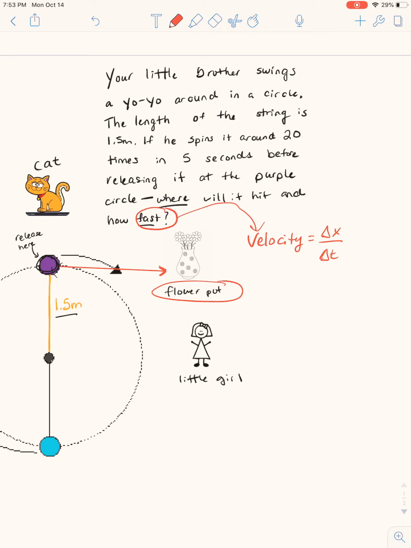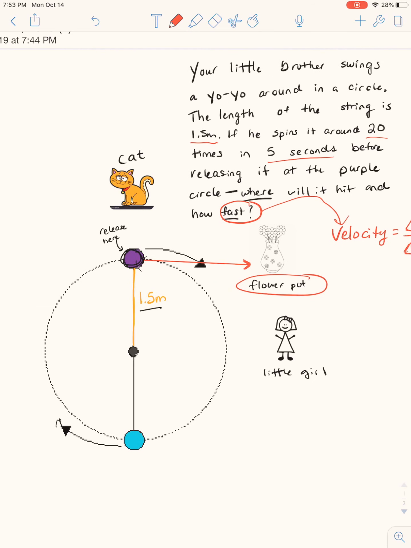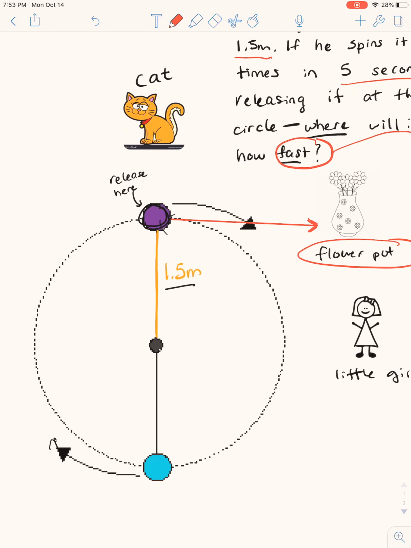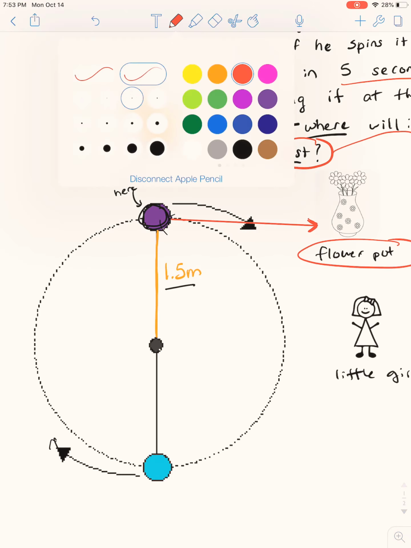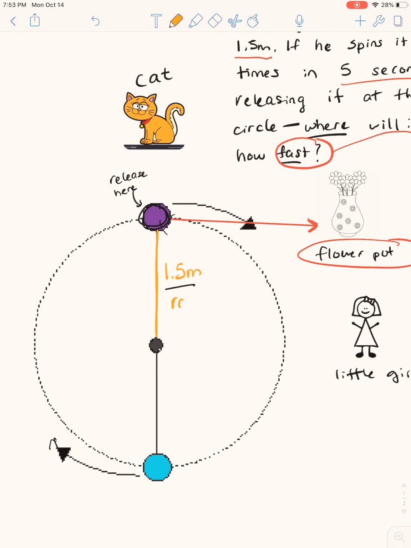So let's figure out what that change in position would be and what that change in time is. In this case, we don't really know how much it's changing position. All we know is that it's spinning around 20 times in 5 seconds and the length of the string is 1.5 meters. But we can do something with this information. This 1.5 meters isn't just the length of the yo-yo, it is also the radius of this circle right here. And we can figure out what the circumference of this circle is.